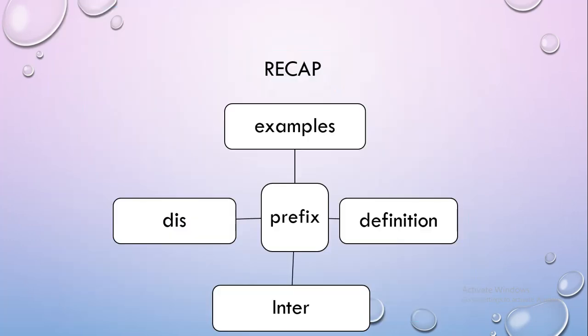Now let's come to the recap. Well, we have read about the definition, that a prefix is actually an add-on which we put at the start of a word, or you can say the stem of a word, to change its meaning. And we have read about the two prefixes. One is inter and the other is dis. Inter means between and among, and dis means not. And we have read about a few examples as well.